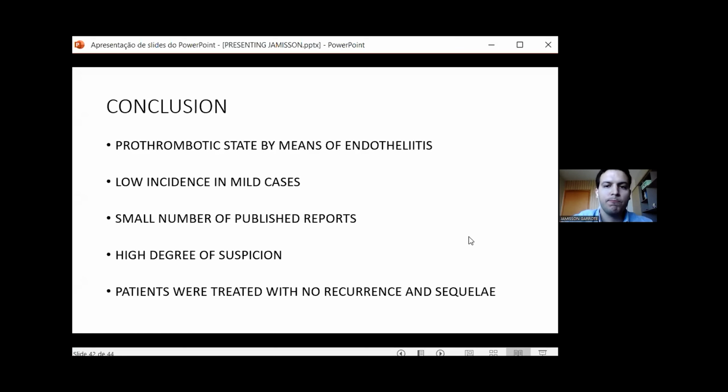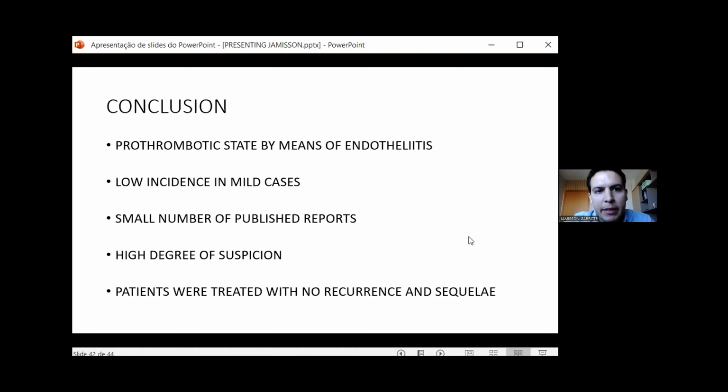So to conclude, coronavirus established a thrombotic state by means of endothelitis, and while there is great risk of thrombotic events in serious cases, the risk is not absent in mild cases, even after a period of convalescence from the respiratory disease. But this has a low incidence and a small number of published reports, making it difficult to establish universally accepted treatment criteria and options for cases of ischemia in patients infected by the coronavirus.